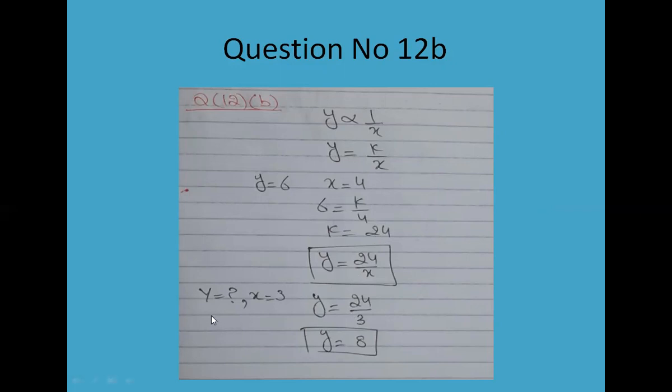So the question is, what is the value of y when x equals 3? So in this formula, in place of x, put 3 and calculate the value of y. It's 24 by 3, and that will be 8. So the value of y will be 8. Hopefully you understand this question, and let's go to the next question.